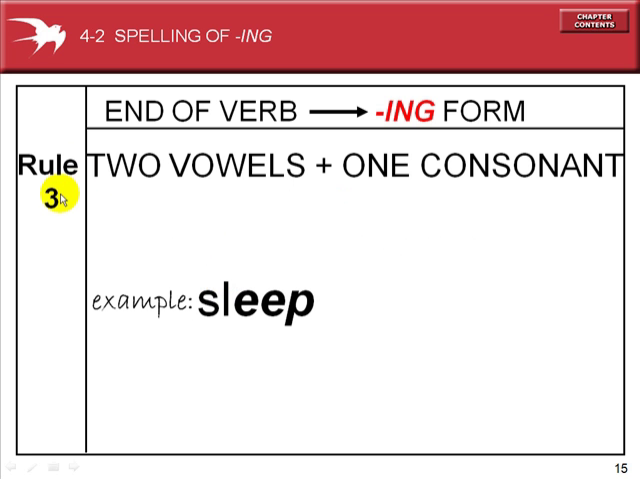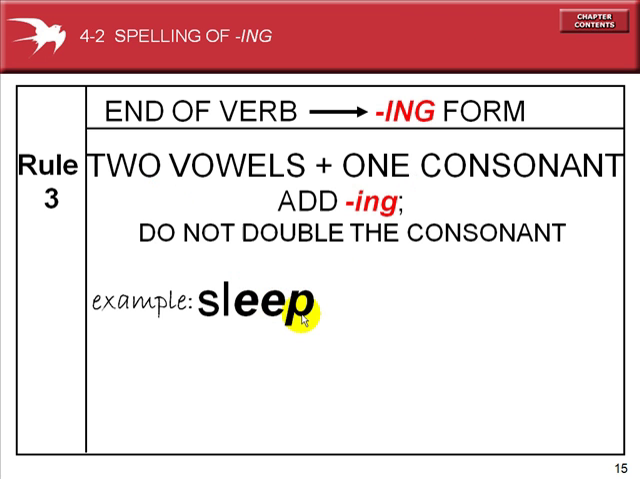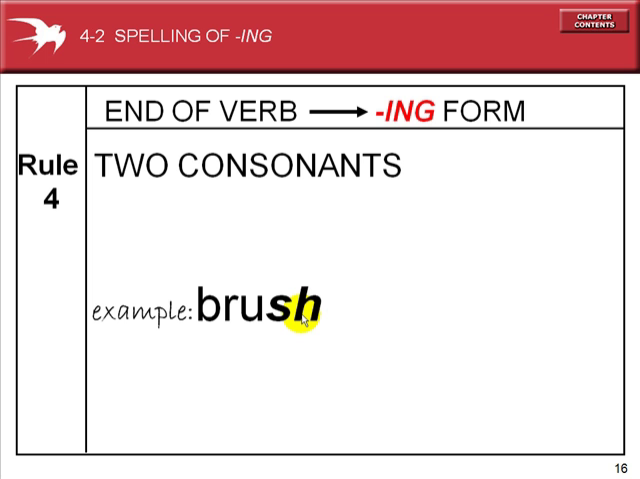Another example of Rule 3 is the verb sleep. Sleep ends in two vowels and one consonant. E are two vowels and P is one consonant. So we just add the ing ending. We do not have to double the consonant.